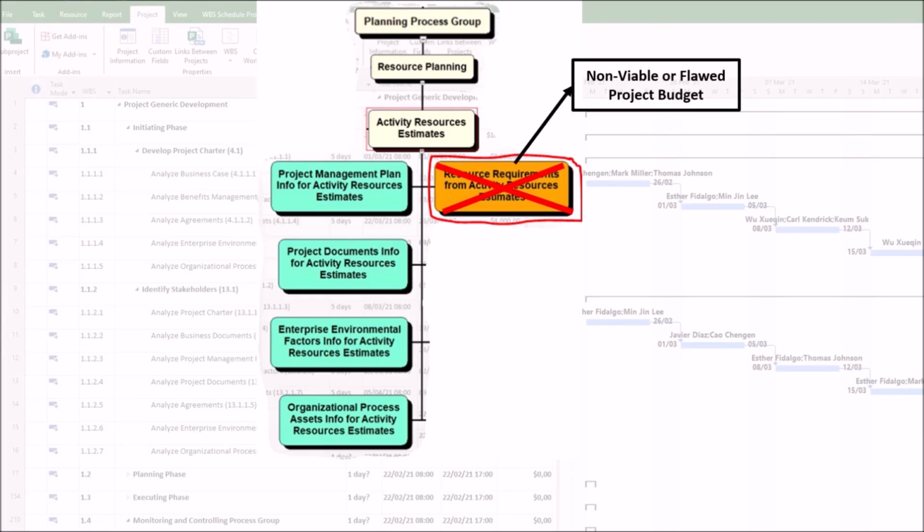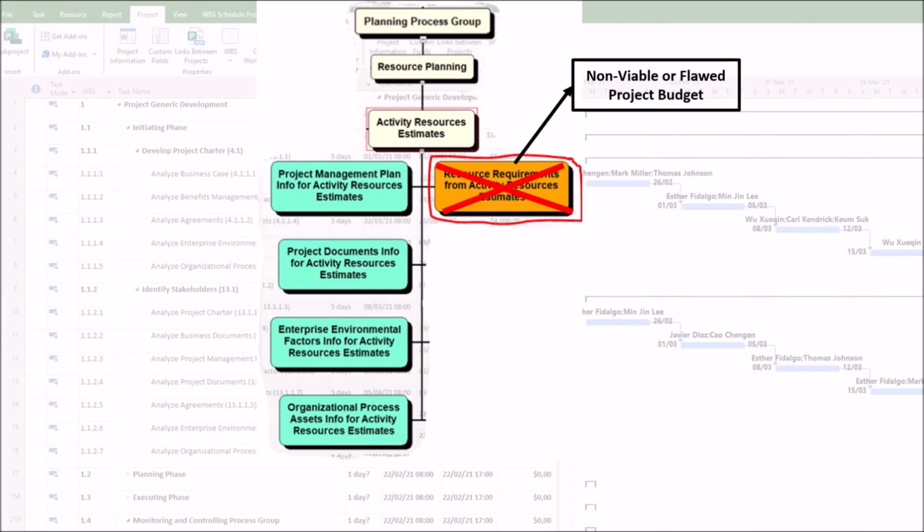1. Creation of a non-viable or flawed project budget. The resource requirements are a direct input for cost estimation. If they are poor, the cost estimates will be wrong, as follows. First, if you underestimate the number of engineers or hours needed, the project budget will be too low. This leads to budget overruns later, requiring stressful rebaselining or scope reduction.